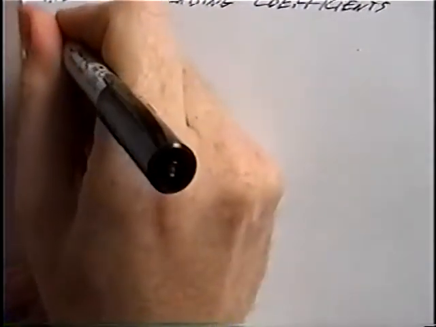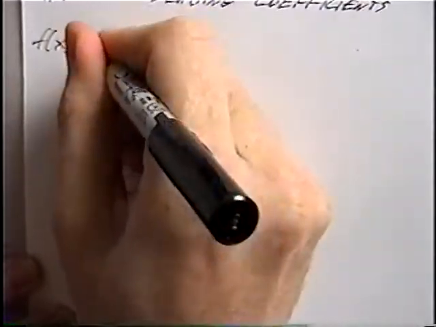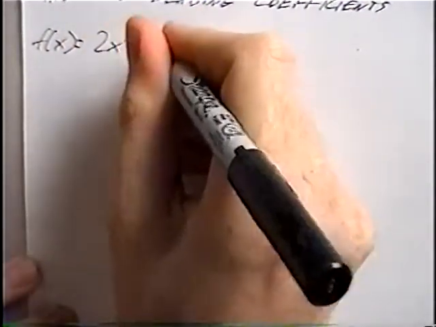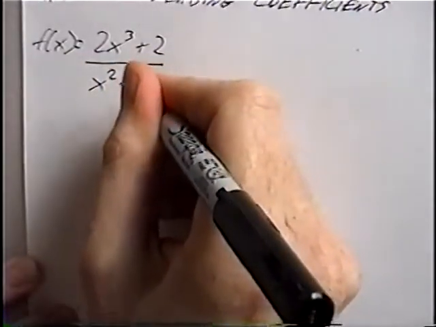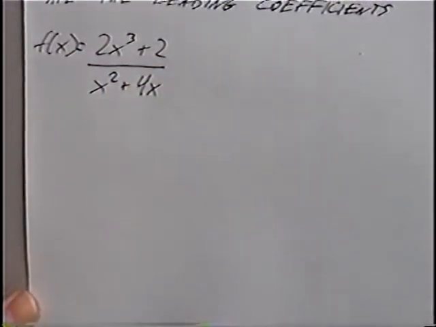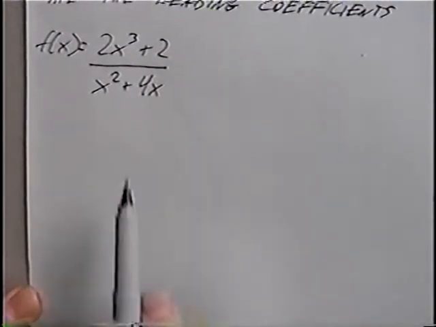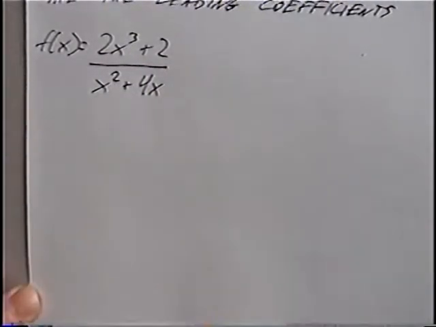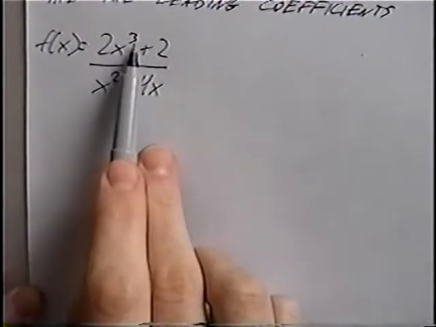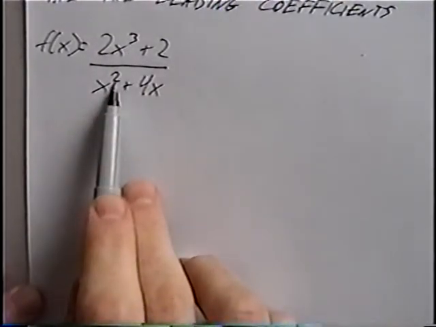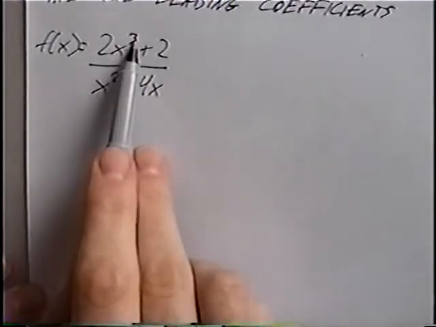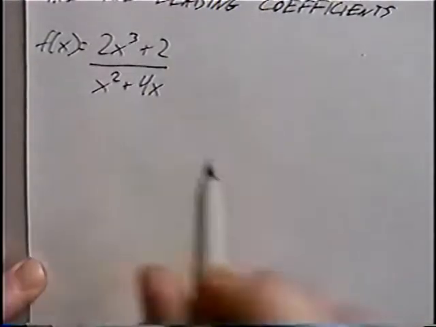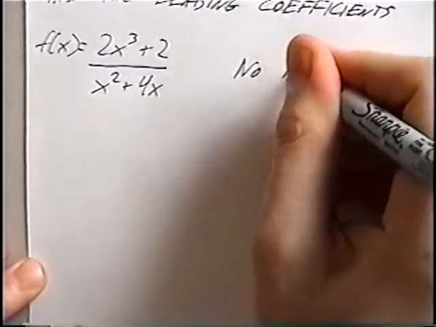Our first question for horizontal asymptotes is f of x equals 2x to the third plus 2 over x squared plus 4x. Again, for horizontal asymptotes, you compare the degree or the highest exponent of the numerator and denominator. In this case, the numerator has a higher degree than the denominator. So looking at the definitions of horizontal, a higher degree in the numerator means there is no horizontal.